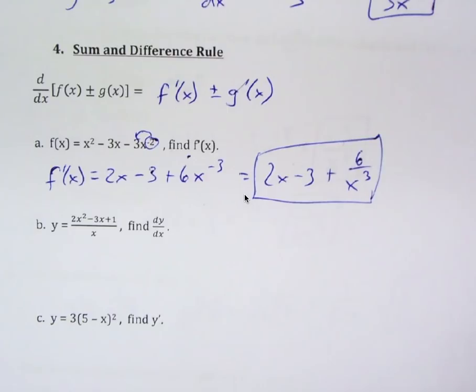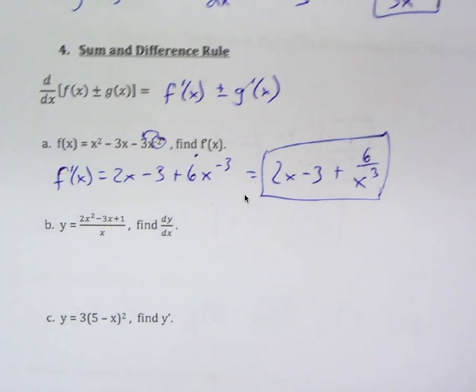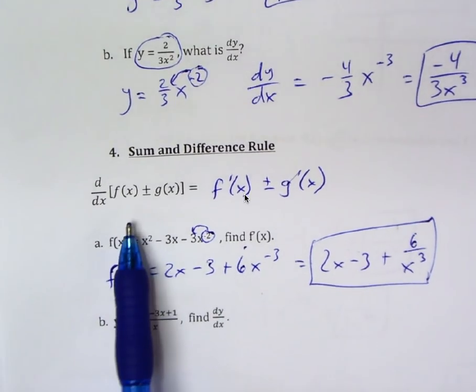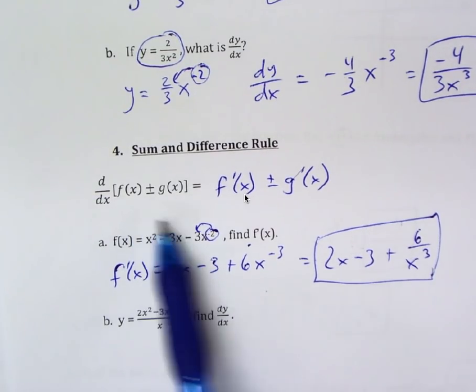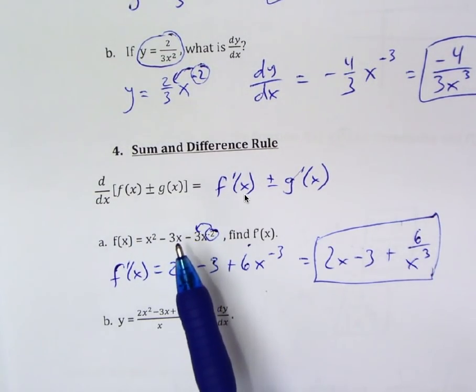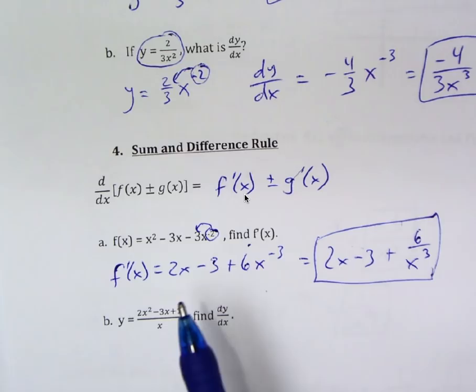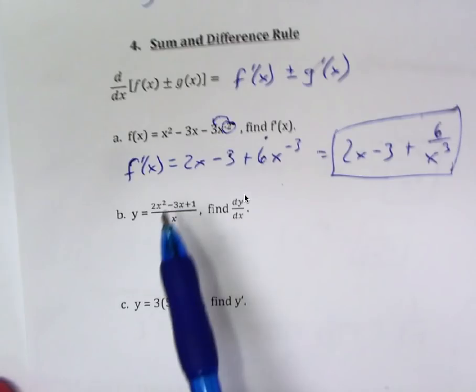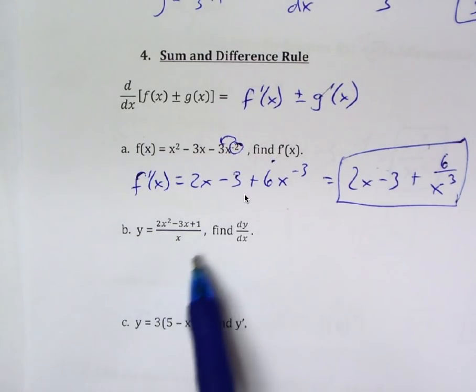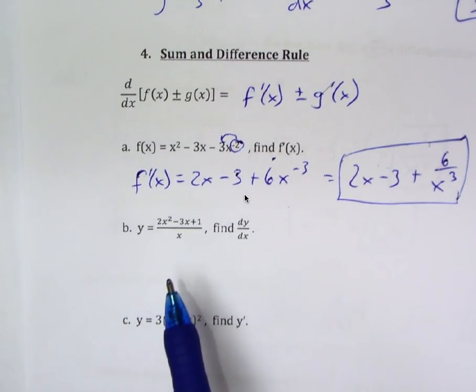Now here's the thing. With limits, you could split up the addition, subtraction, and multiplication. You could find the limit of the top and bottom, or the two products, or you could find the limit of a fraction. With derivatives, here's the deal. We're going to learn ways that you can find derivatives of fractions and derivatives of products.